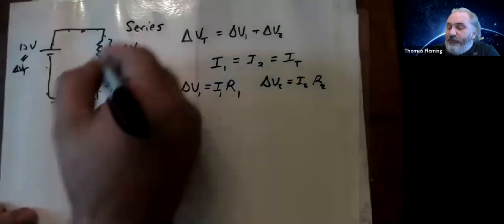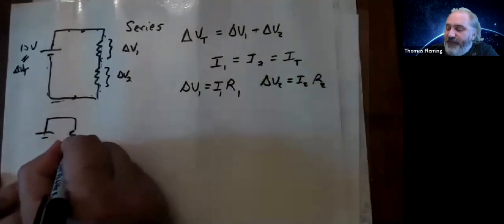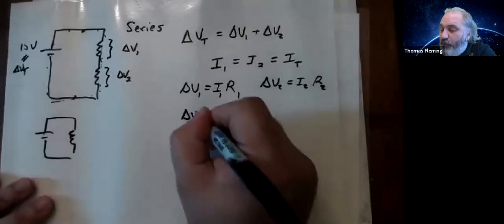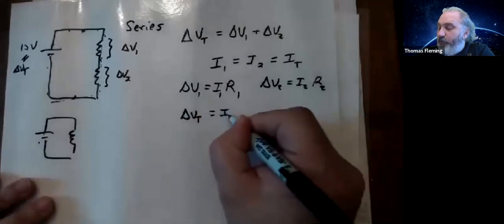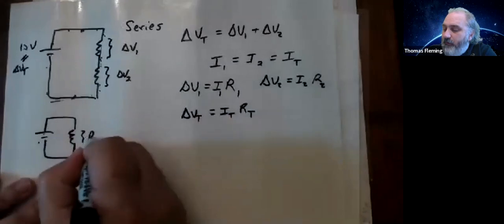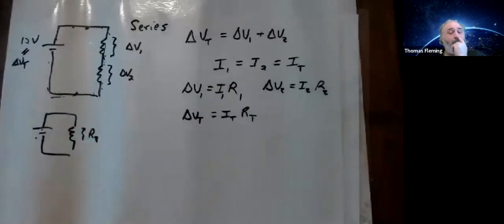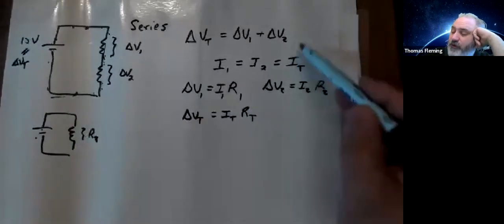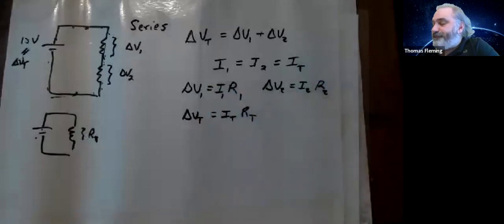If I replace these with an equivalent resistor, I would have the battery and then that one equivalent resistor. And that would imply that delta V total, this battery, would have to equal I total times R total, where R total is the equivalent resistor that I'm trying to replace these guys with. So if I take these two conclusions that we drew, combine them with these ideas, here's what we see.